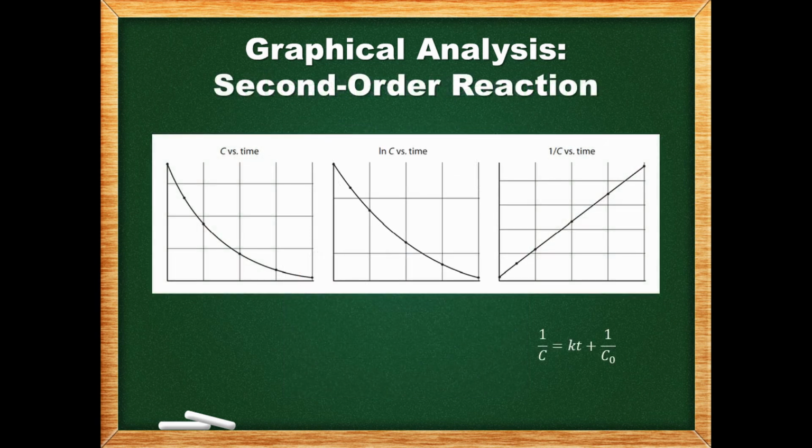For a second-order reaction, a plot of concentration versus time produces a curve similar to that of a plot of concentration versus time for a first-order reaction. The natural log of the concentration versus time plot of a second-order reaction produces a graph that is slightly less curved than the concentration versus time plot. A plot of the reciprocal of concentration versus time for second-order reactions gives a straight line with a positive slope. This slope is equal to the rate constant.